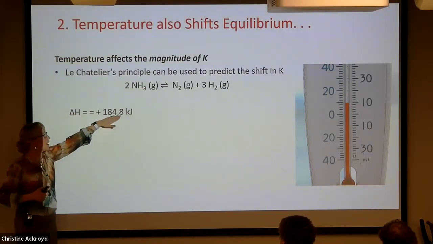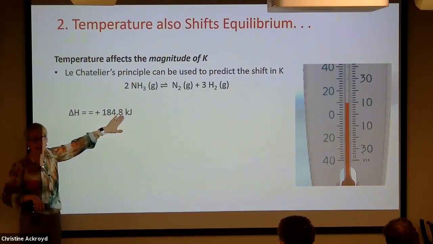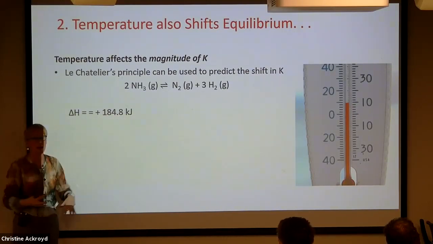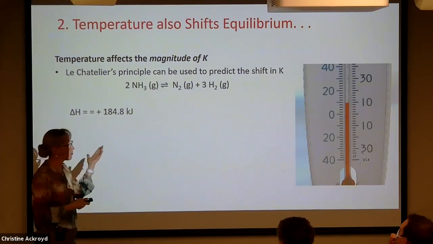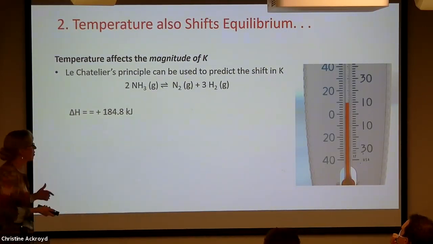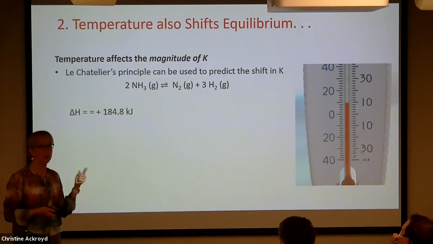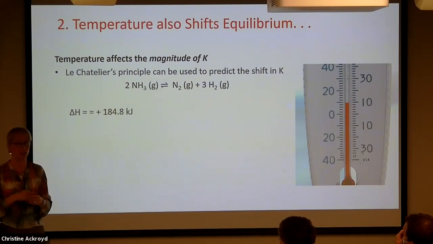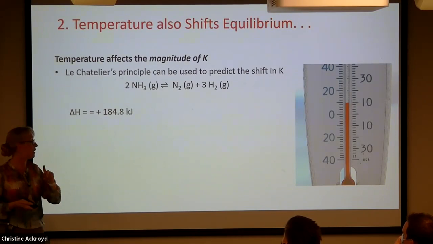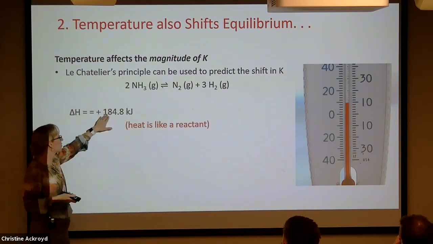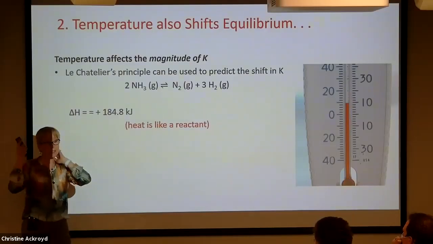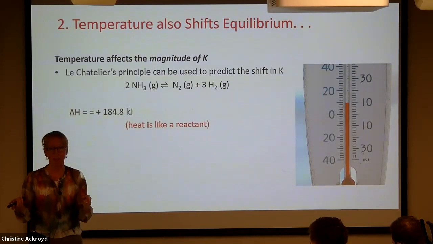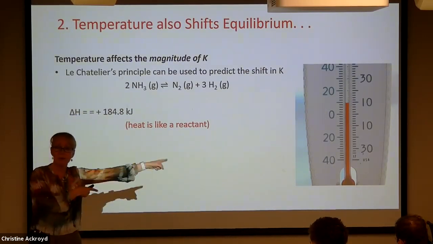Okay, so if our delta H value is positive, what does that say about the reaction? So taking heat energy in, and that heat energy is incorporated into the potential energies of the product molecules. Okay, if we raise the temperature, what are we doing to the amount of heat available to that reaction? It goes up, right? So we're actually treating heat like a reactant for an endothermic reaction. If we raise the temperature, what side of the reaction are we stressing? Starting material side. So what's going to happen? Equilibrium is going to move towards product.